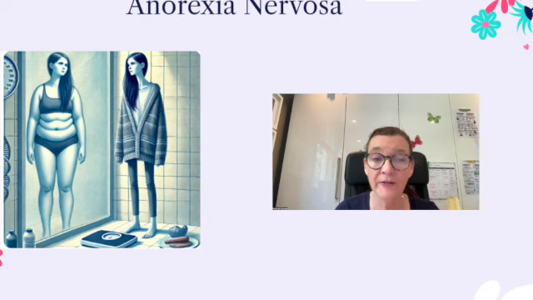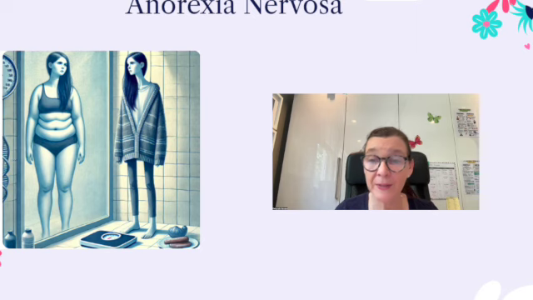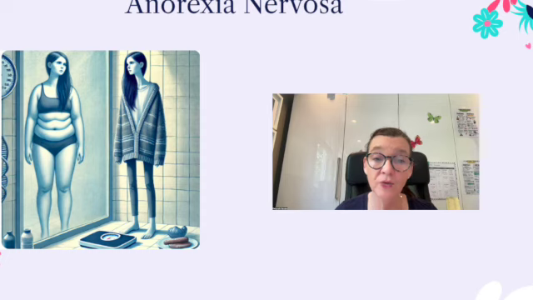And lastly, cognitive. Many individuals with anorexia are perfectionists. They may also have obsessive thoughts about weight, food, and control, using restriction as a way to feel in control when other parts of their life may seem chaotic.